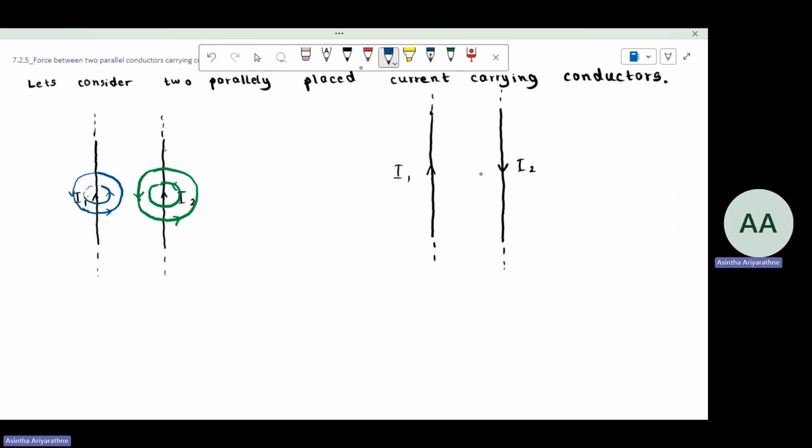So around these two, it would be like this. Around I1, there would be a magnetic field in the anti-clockwise direction. And around I2, there would be a magnetic field now in the clockwise direction.